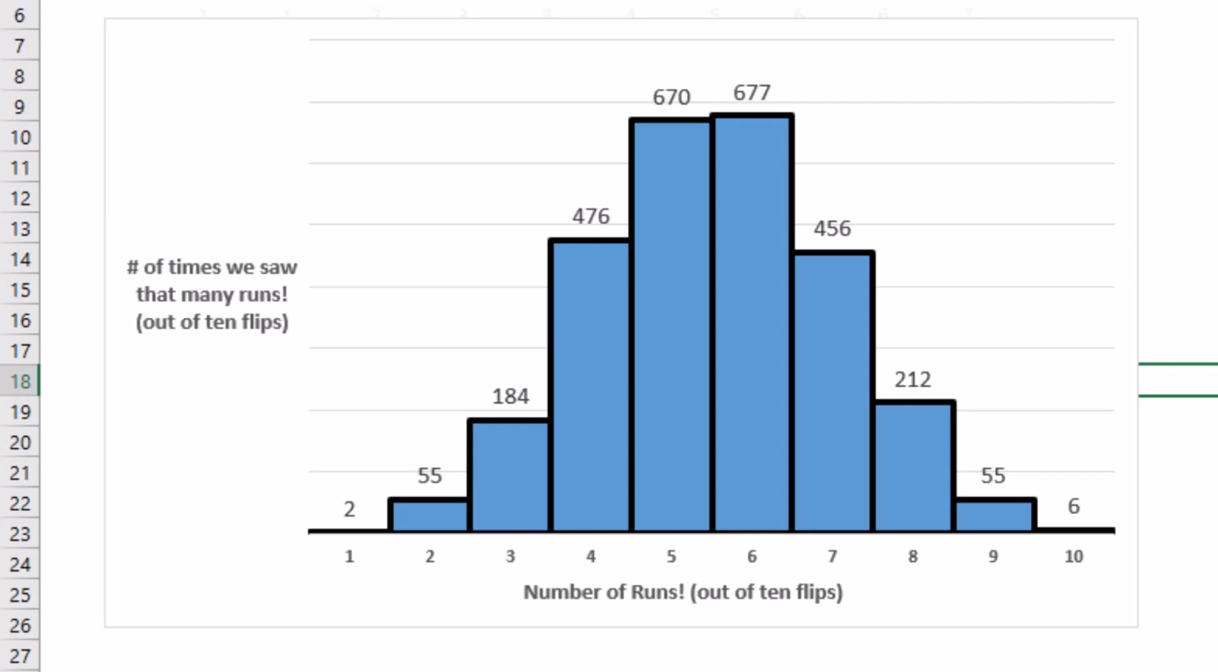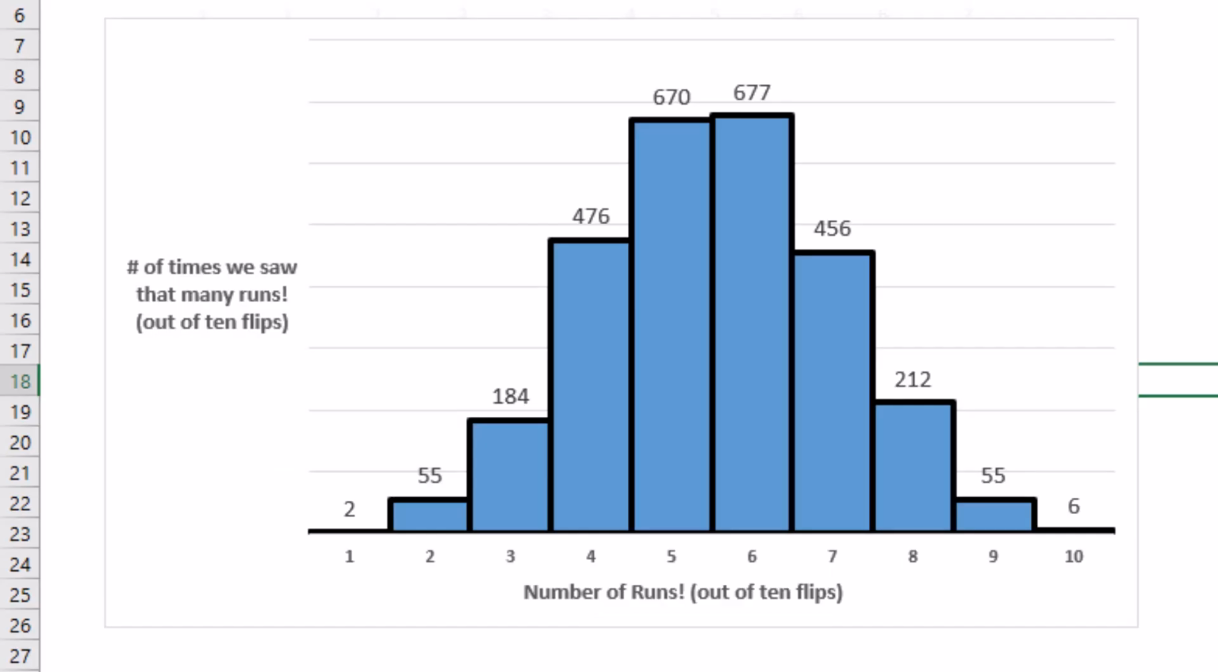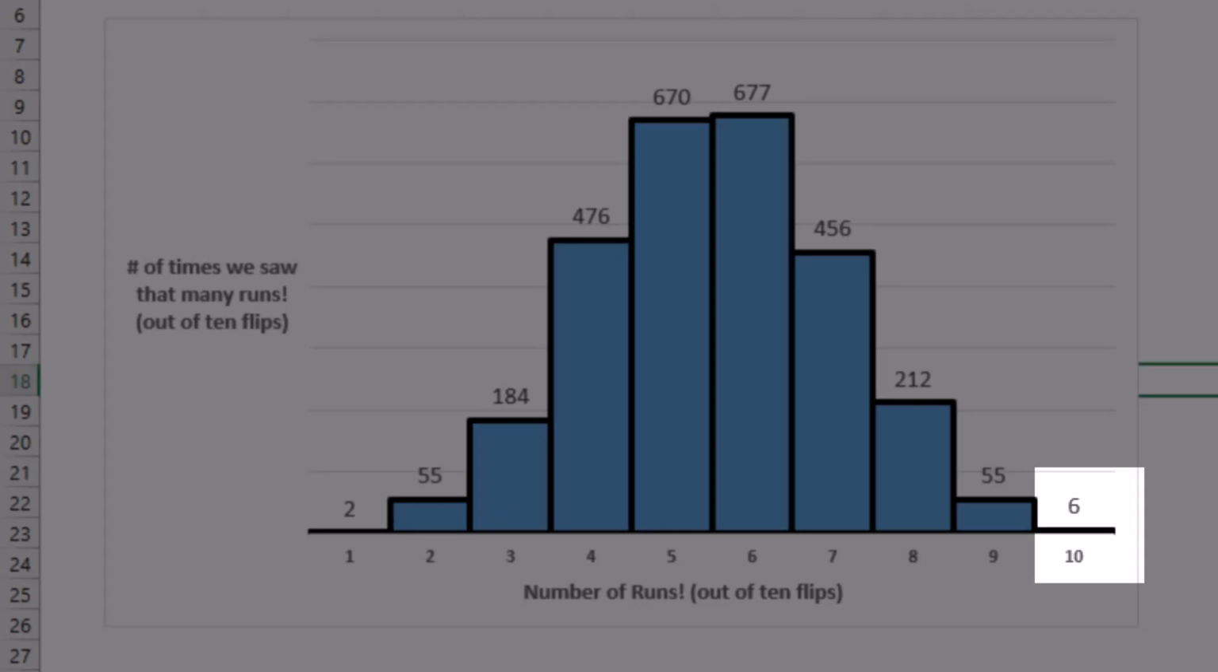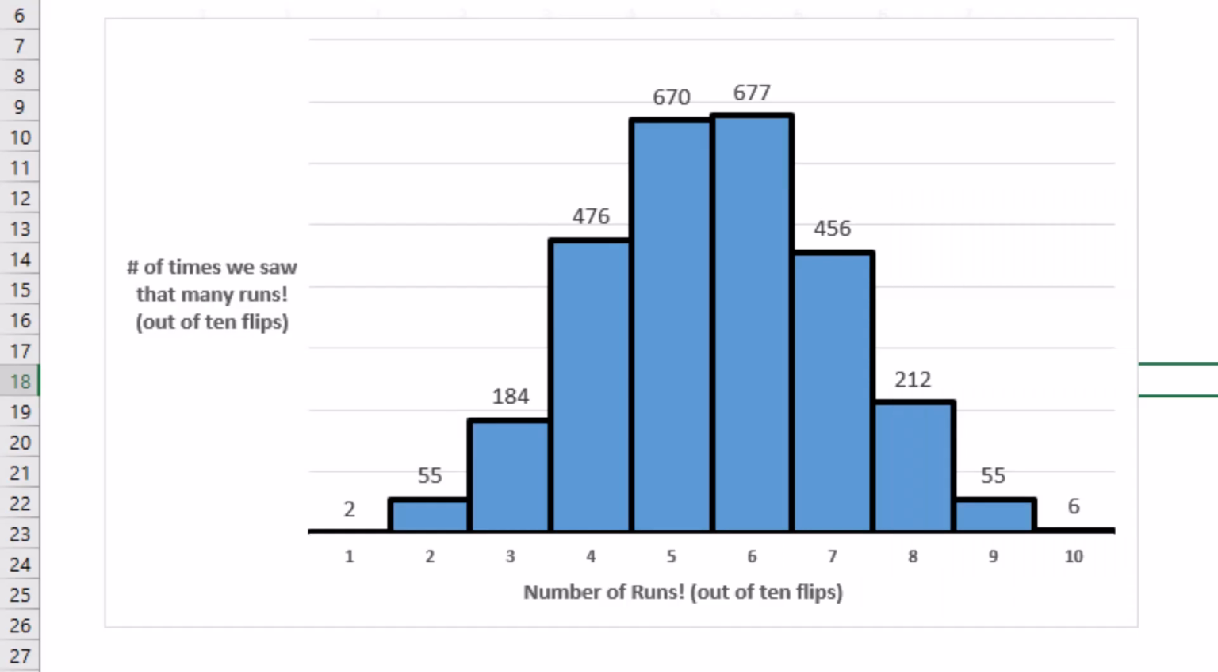Kind of cool. We saw one run twice, meaning that we had either all heads or all tails. That was kind of fun. I wish I had seen that. We saw 10 runs 6 times. We stopped on 7. It's interesting, we saw a lot of 7s in the beginning, but now that we've run this experiment a couple thousand times, it looks like, 7 is prevalent, but not super prevalent. Okay, so take a screen grab of this graph, and we're going to use it to answer the last few questions.